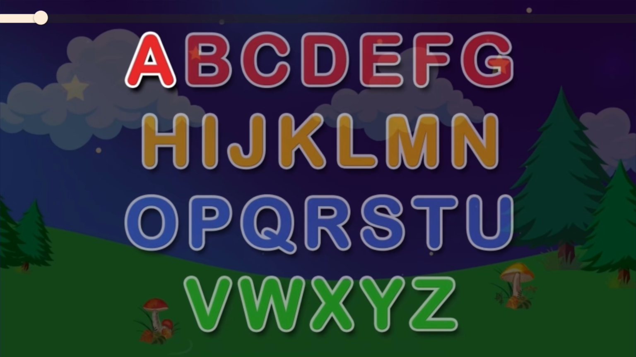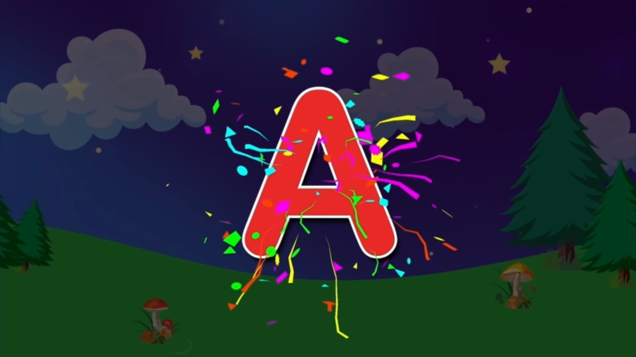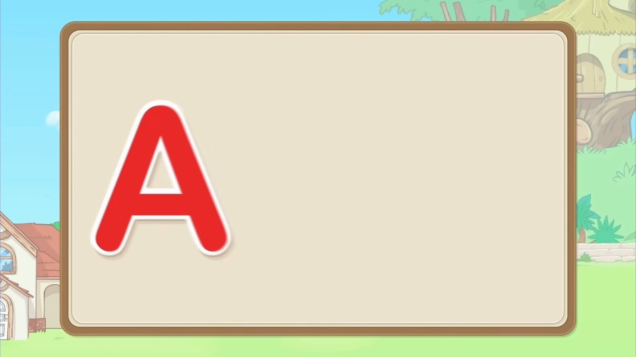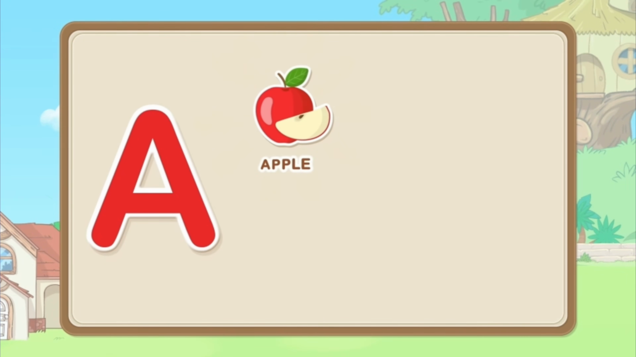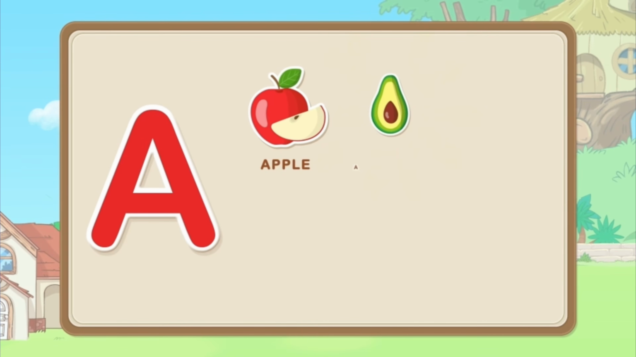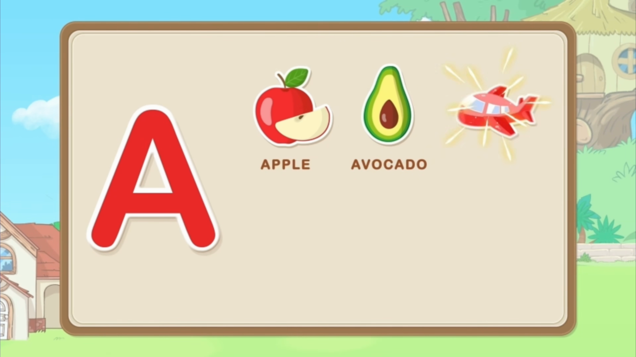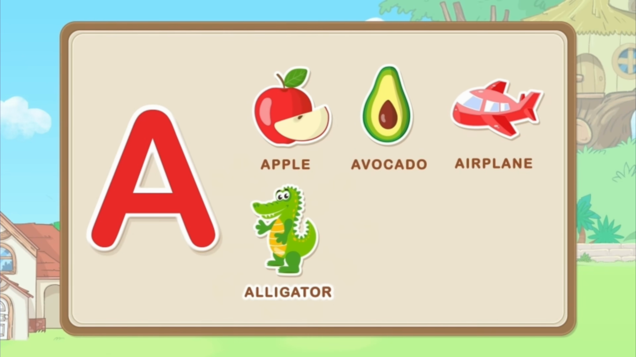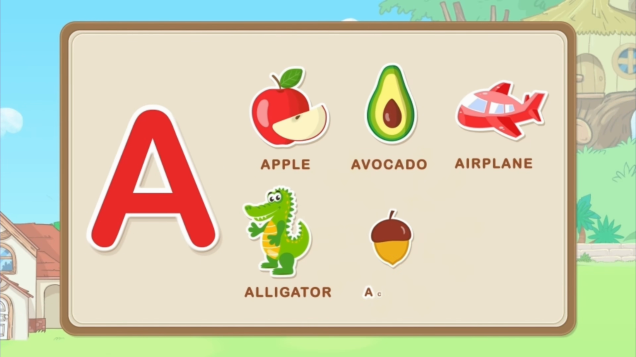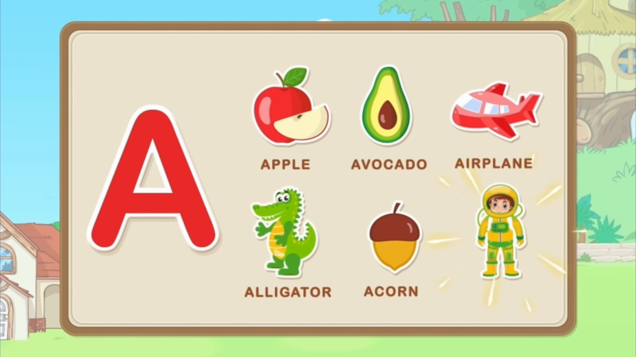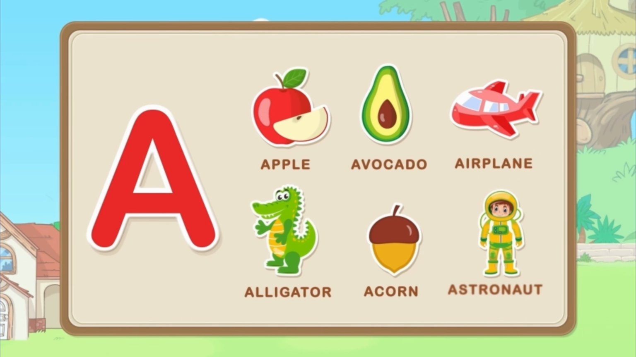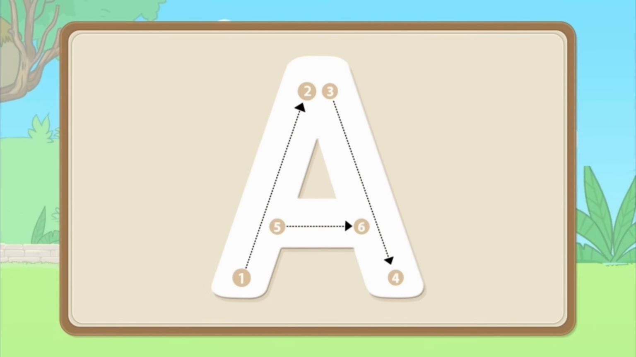Today's letter is A. A is for apple, avocado, airplane, alligator, acorn, astronaut. Now, let's learn how to trace the letter.